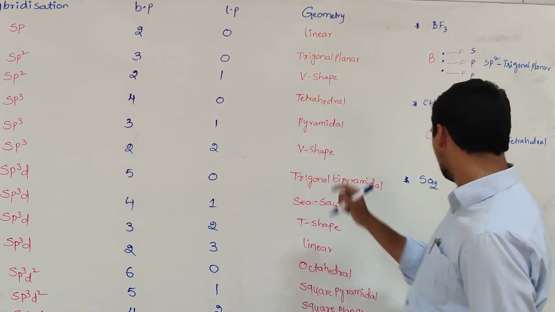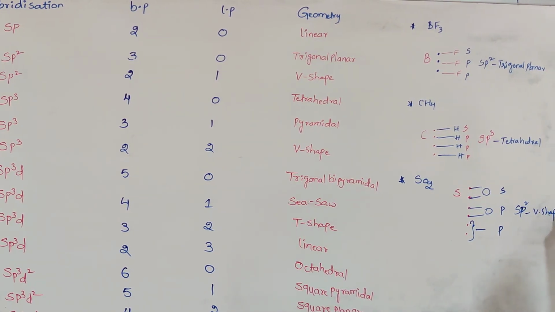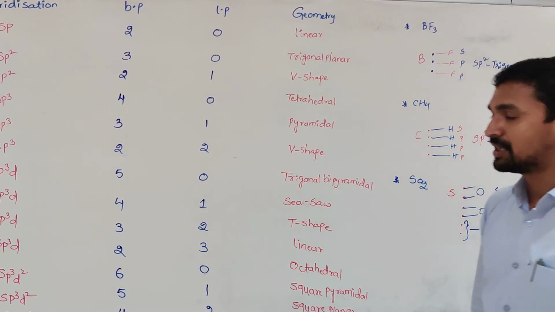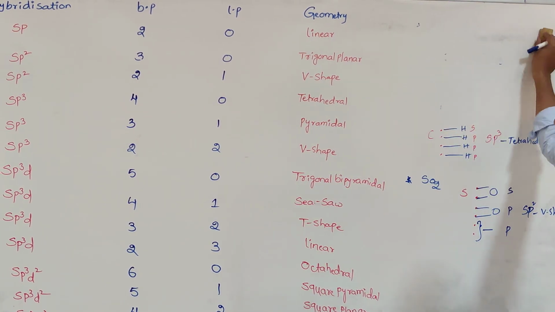What is the geometry? V shape. sp2 hybridization and the geometry of the molecule is V shape. So like that we can predict the central atom hybridization and geometry. So let us take some more examples.